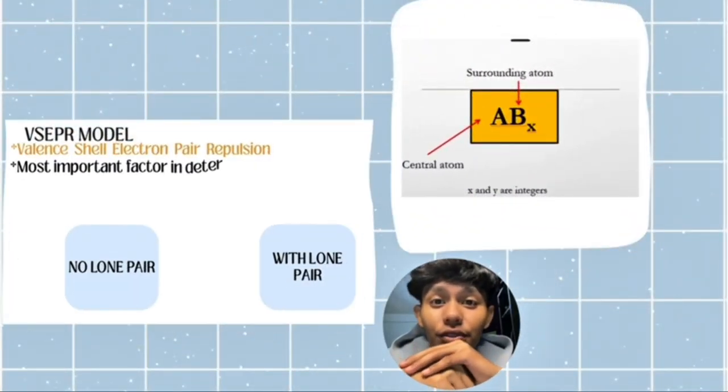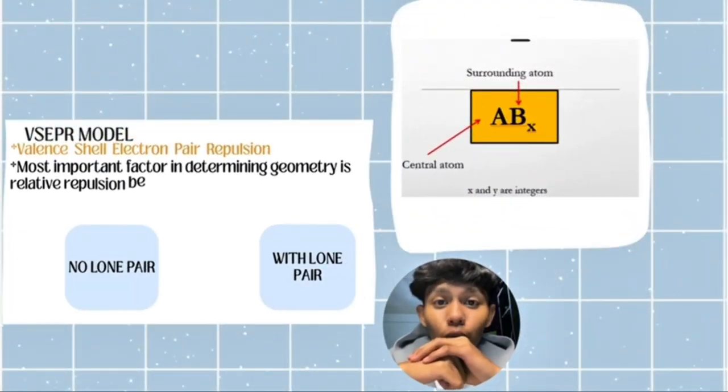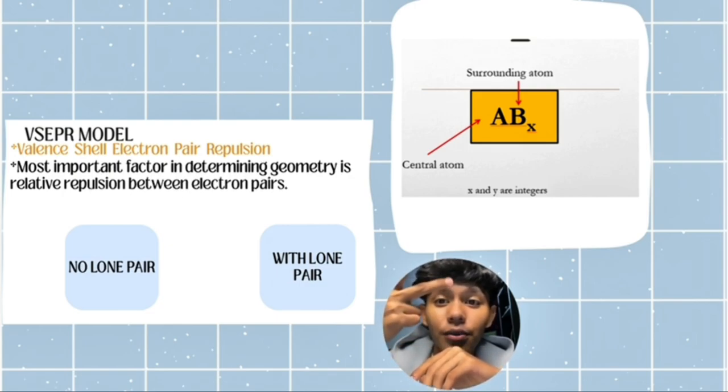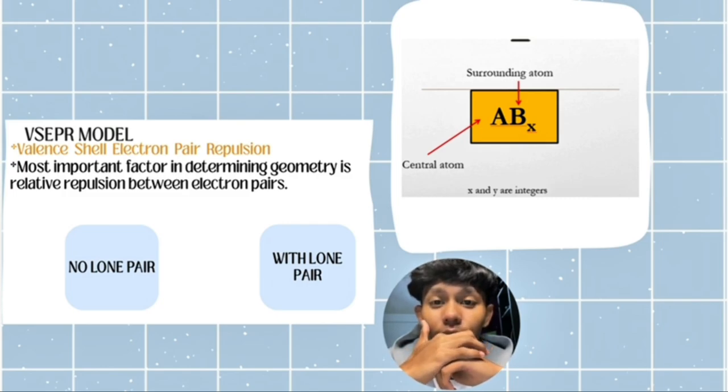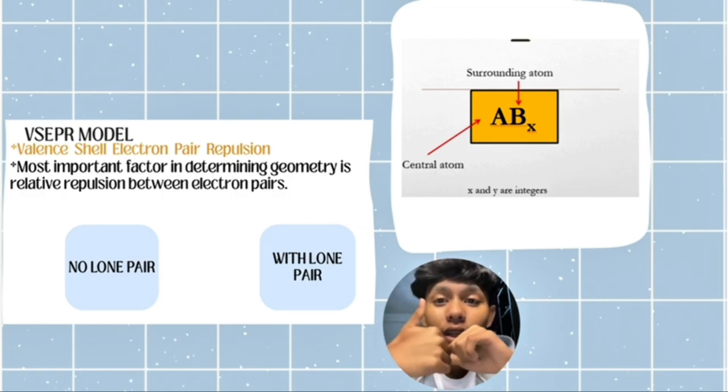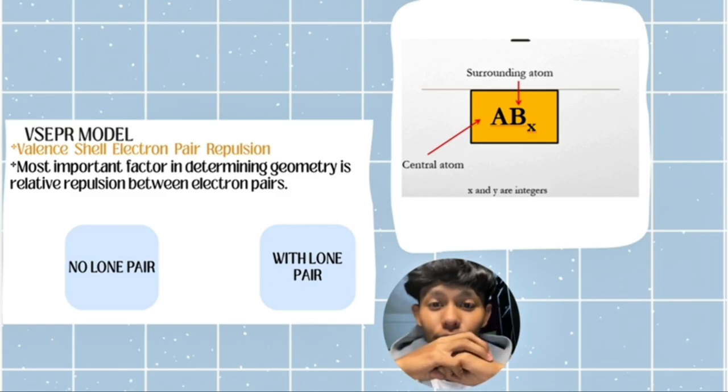This image introduces the VSEPR model, which stands for Valence Shell Electron Pair Repulsion. It explains that a molecule shape is determined by the repulsion between electron pair around a central atom. The notation AXnEm shows a central atom A bonded to surrounding atoms X, where n represents the number of bonds, depending on whether there are lone pair or no lone pair on the central atom. The molecule shape can change. VSEPR helps us predict the geometry of molecules.